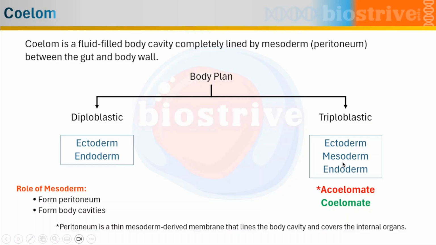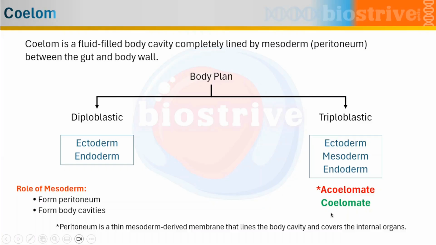And this mesoderm will lead to formation of a body cavity, and such a body cavity which is surrounded on all sides by this mesoderm and filled with coelomic fluid, we call such body cavities coelom. And on the basis of whether the coelom is present or not, the triploblastic organisms can be further classified into acoelomates if coelom is absent and coelomates if coelom is present.